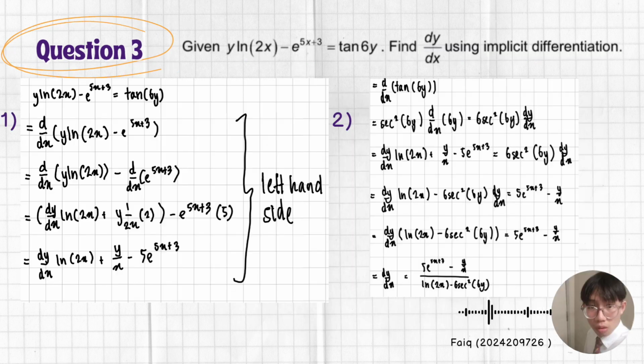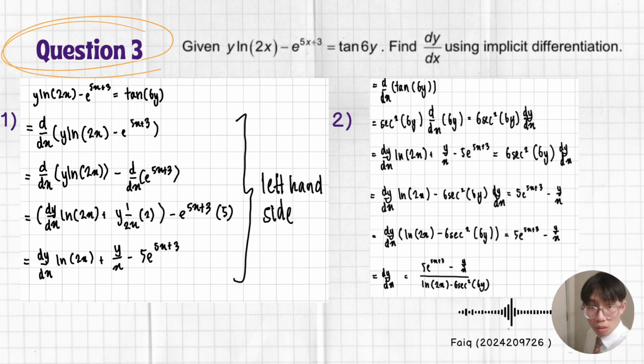That's all. Question number 3. Given 2x - e^(5x+3) is equal to tan 6y. The question asks us to find dy/dx using implicit differentiation. So first thing first, we need to differentiate both sides of the equation with respect to x.